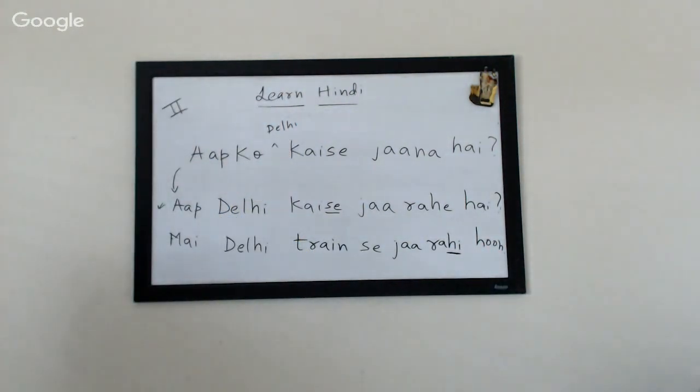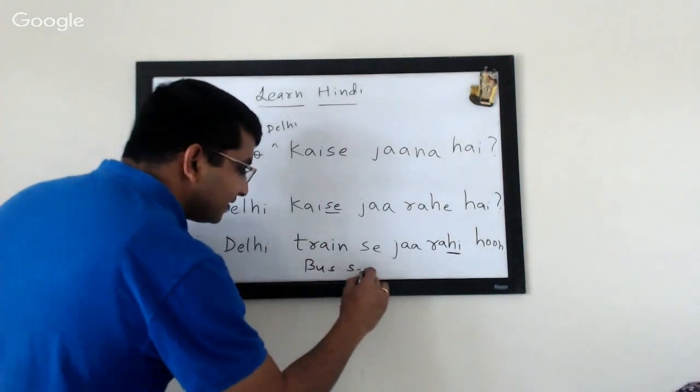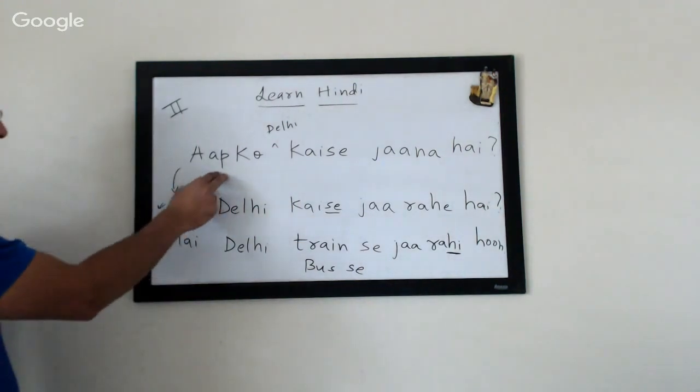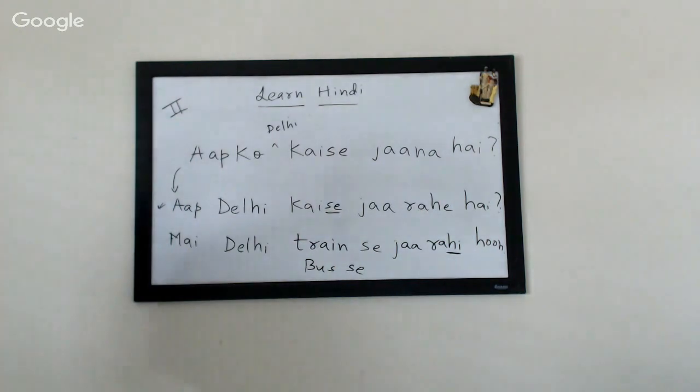मैं दिल्ली ट्रेन से जा रही हूँ, और मैं दिल्ली बस से जा रही हूँ, और मैं दिल्ली प्लेन से जा रही हूँ. Right. Same thing, you can do it in this tense also, and that would be: मुझको दिल्ली ट्रेन से जाना है. Very good. मुझको दिल्ली ट्रेन से जाना है, और मुझको दिल्ली बस से जाना है.